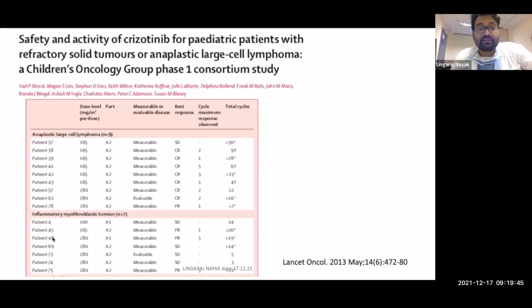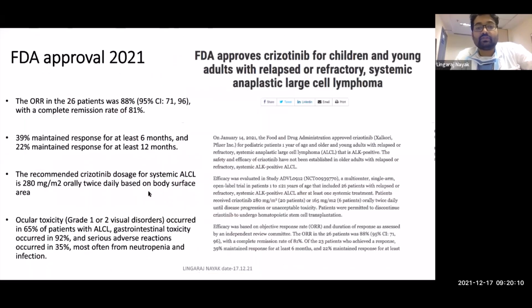So this is the crizotinib data from the COG group, a phase 1 study based on which crizotinib got approval. And if you see, there are patients who have ALCL, refractory disease. It was tested in all different solid tumors also, along with anaplastic lymphoma. And the patients who had anaplastic lymphoma, you can see they attained CR, in a very small group of patients. And this led to the approval of crizotinib this year, based on only 26 patients, though up to the age of 21 years.